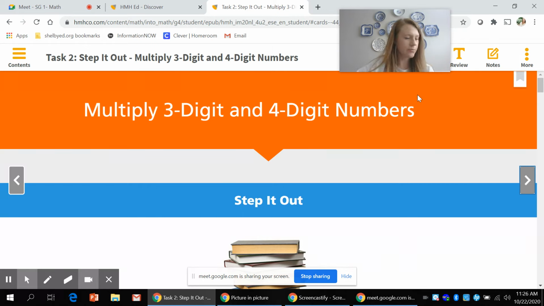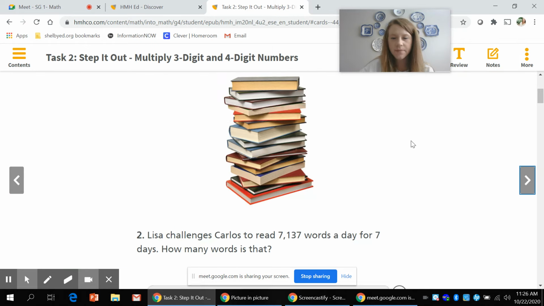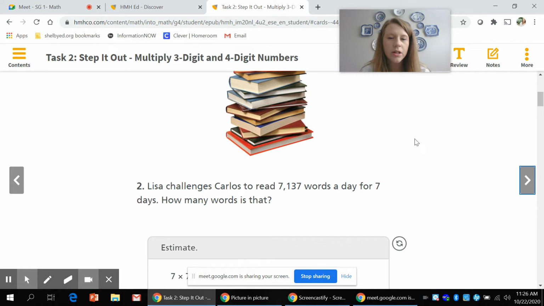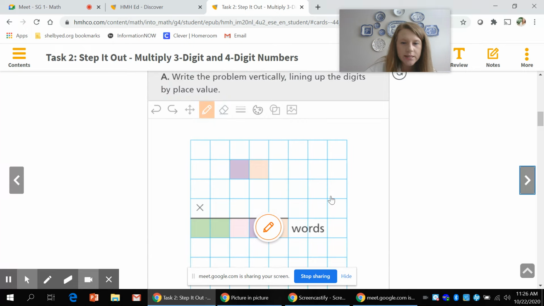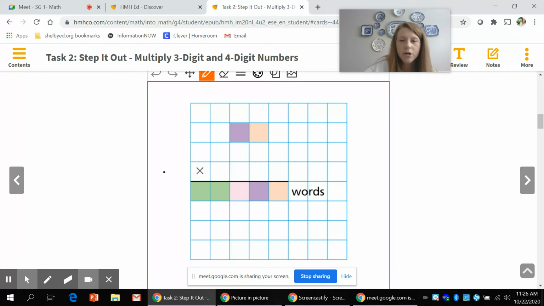All right, page 123. Lisa challenges Carlos to read 7,137 words a day for 7 days. How many words is that? All right, step A says write the problem vertically, lining up the digits by place value. So you have a chart that looks like this, kind of. And let's fill it in. So what number goes on top?